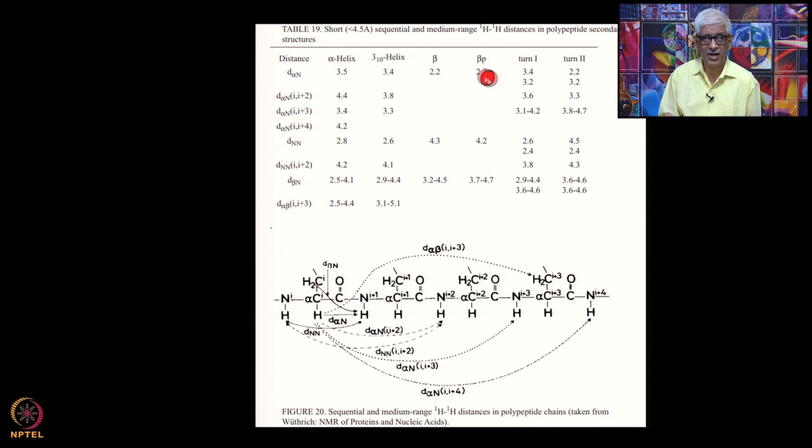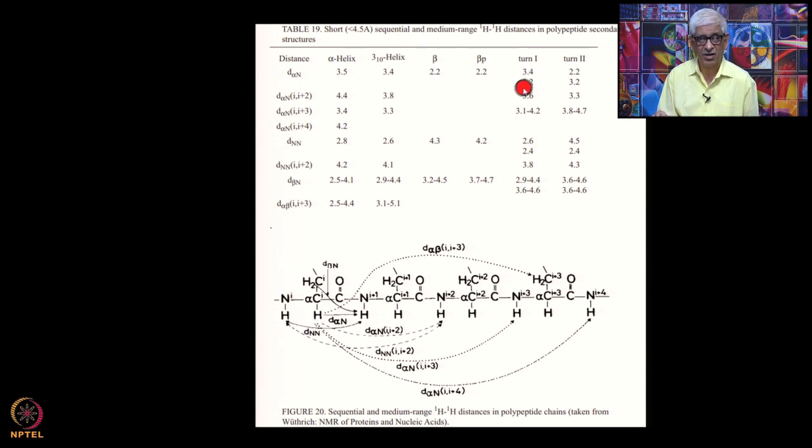And the beta parallel also has this very short distance. In this case this is better than this one, but other ones are also similar. So, from this distance you cannot distinguish whether it is the parallel beta strand or the antiparallel beta strand on the basis of these NOEs; often this is difficult.